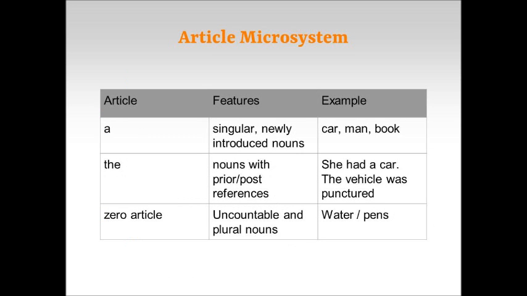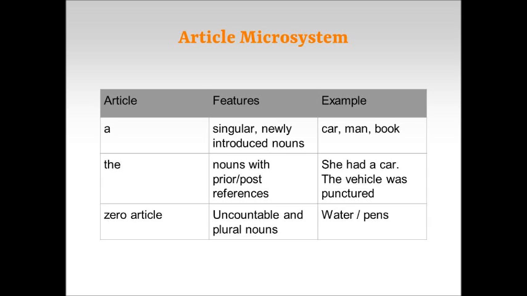These are the three articles in the article microsystem: a, the, and zero article. The zero article is practically not having any article before the noun itself. A is a singular article, and it's also used when the noun is being freshly introduced. For example, she saw a car, and she saw a book, where car is a singular noun, and book is also a singular noun. The article the is used when the nouns have prior or posterior references, or when the nouns have been introduced in the past, or are going to be introduced in the future. For example, she had a car, the vehicle was punctured, which means here she's clearly referring to the car which she mentioned in the previous sentence.